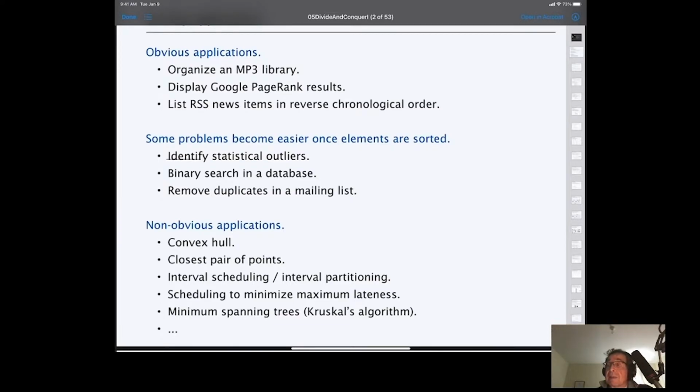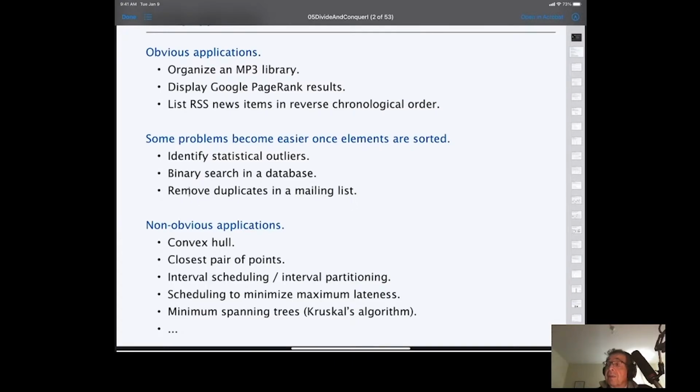It has a mean and well-known behavior, but some points might deviate very much from that average behavior, and those are called statistical outliers. To be able to find them, we first need to sort the file or the database, all the data. Also, when we do binary search in a database, we need the elements to be sorted before we even attempt it.